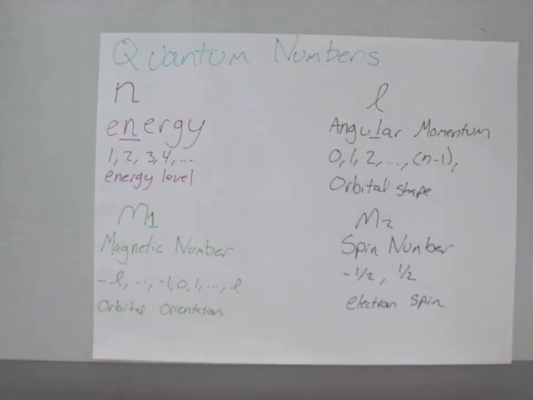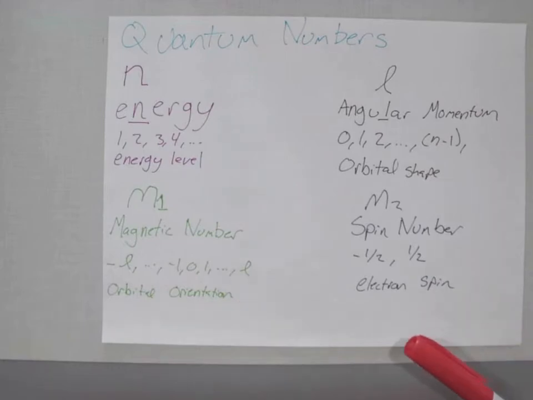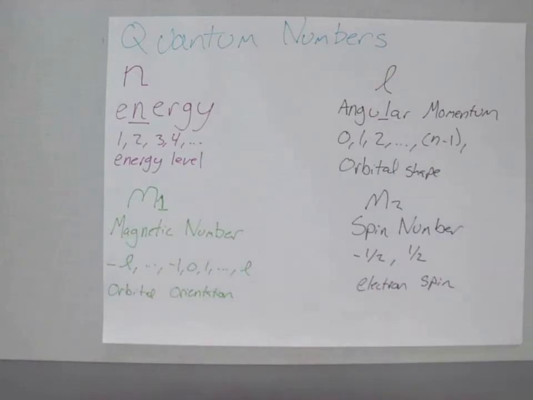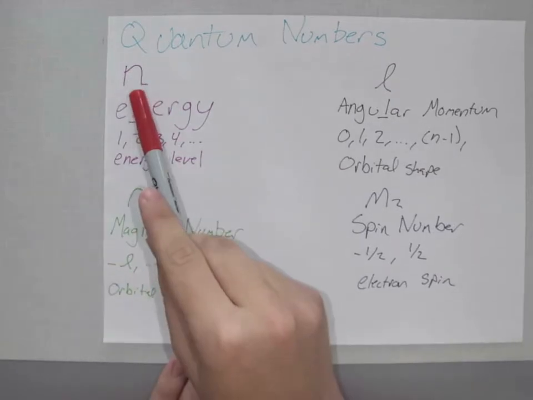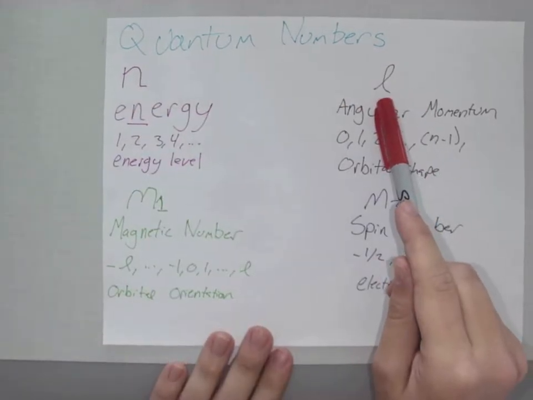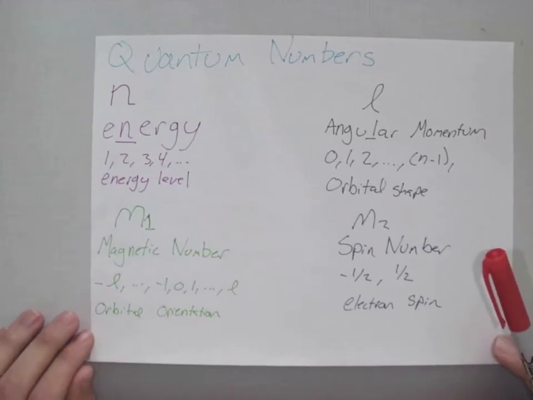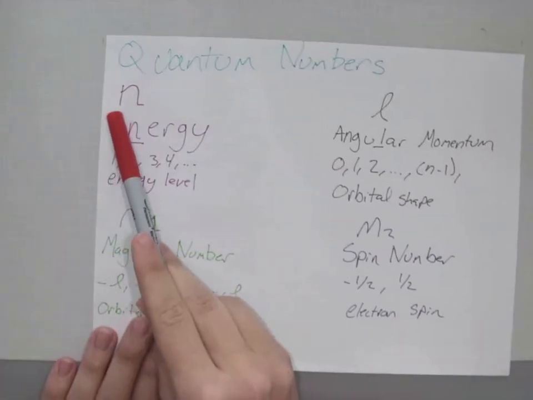Now quantum mechanics could be a whole series of videos in and of itself, so go research that on your own if you're interested, but what we're going to worry about today is quantum numbers of electrons. Each electron has 4 quantum numbers: our energy number, our angular momentum number, our magnetic number, and our spin number. So what do those all represent? Let's go through them one at a time. Starting out, we have our energy number.